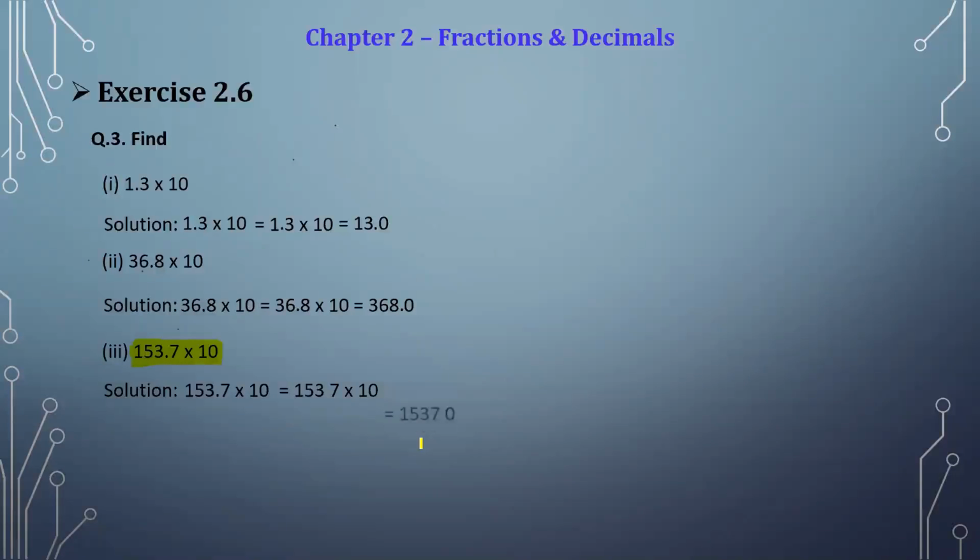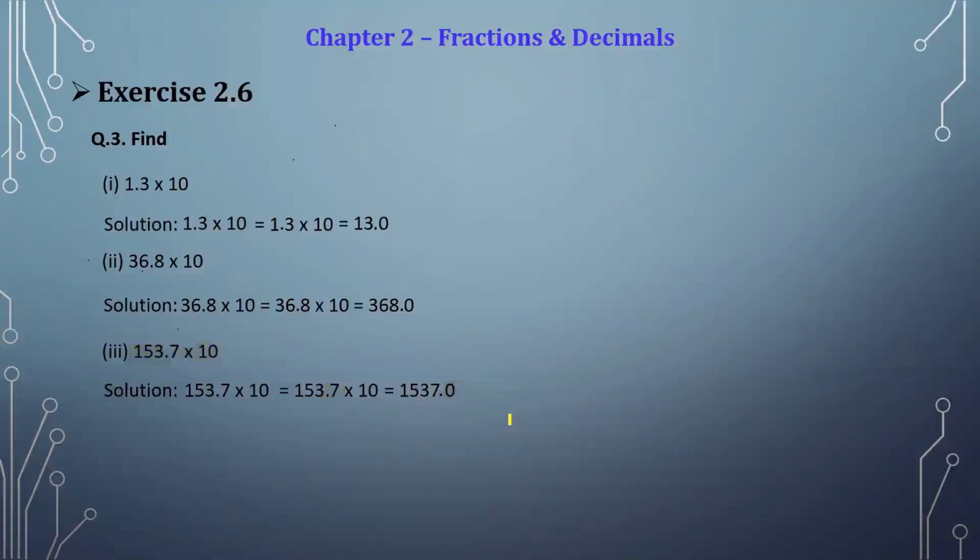Again, we have to put that decimal point back. After the decimal point, only one digit is there, so in the final answer also only one digit should be there, and which is 0. It is not necessary to denote that 0. So you can also write down only 1537. That 0 is not necessary to denote.